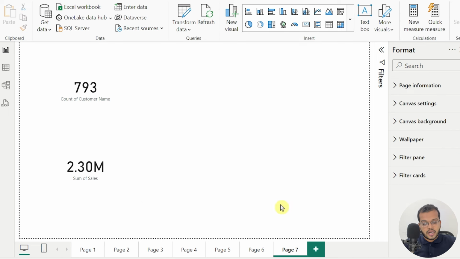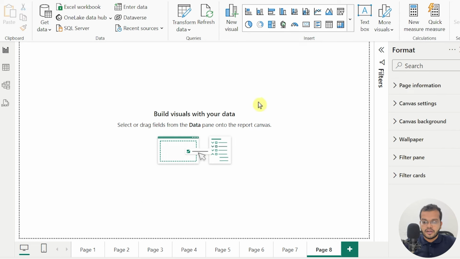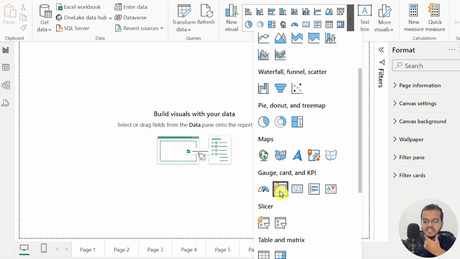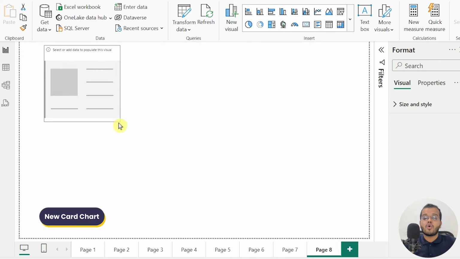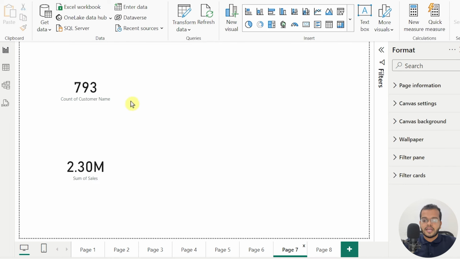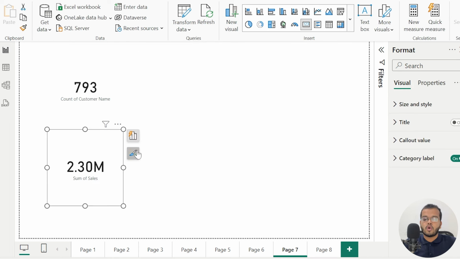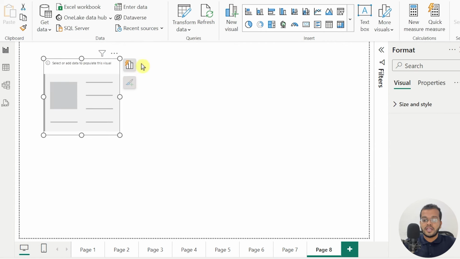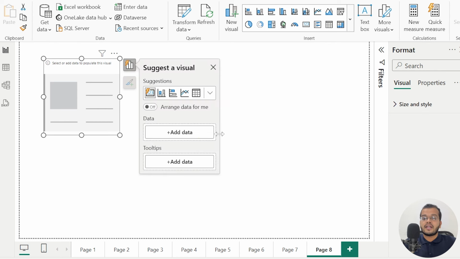Okay, now let me go with one of the interesting charts that we have, very similar to the card chart, that is nothing but the new card chart. There is something called a new card chart in Power BI. In the old card chart, we can input only one field. But in the new card chart, Power BI has come up with a very interesting feature that we can have n number of data. For example, let me show it to you.